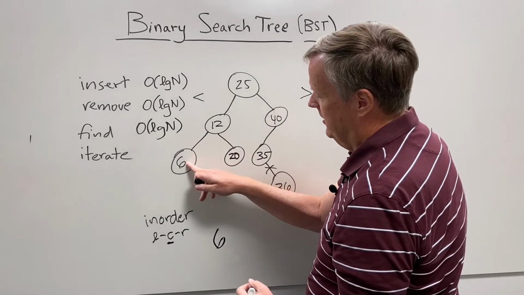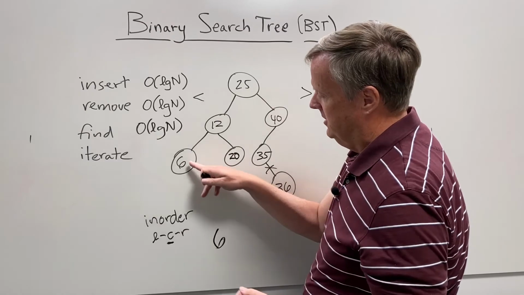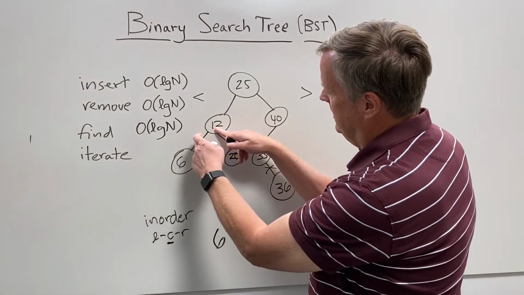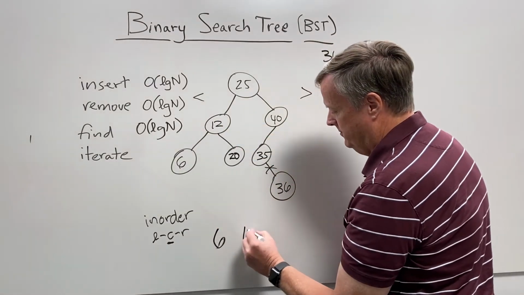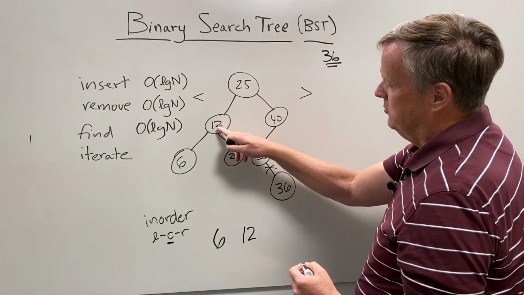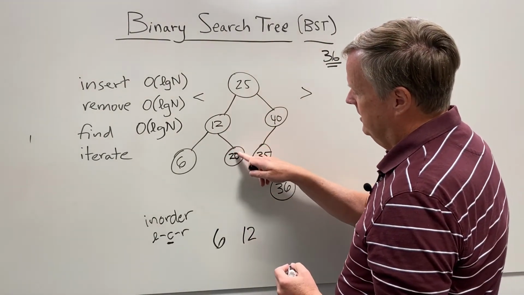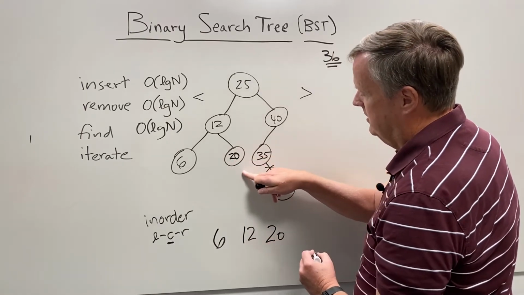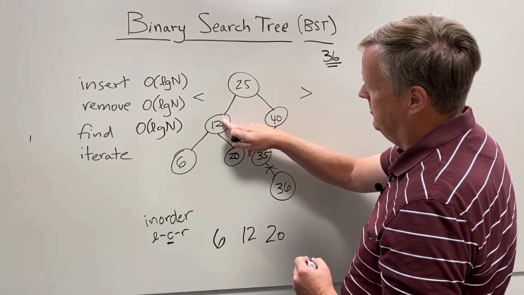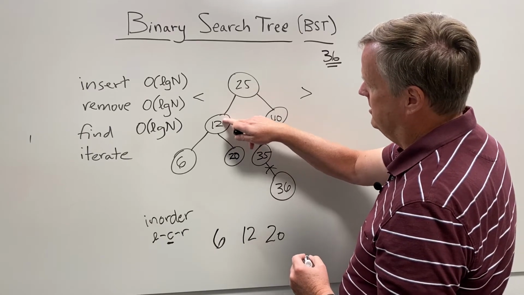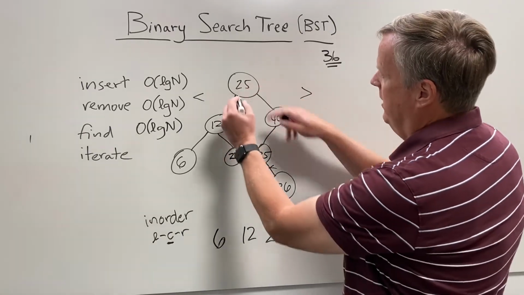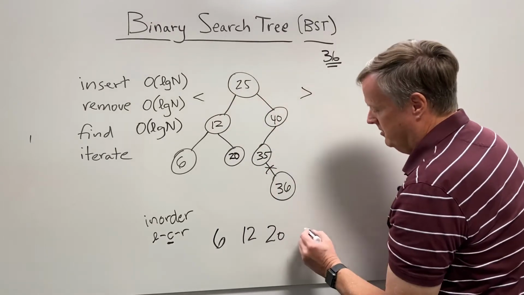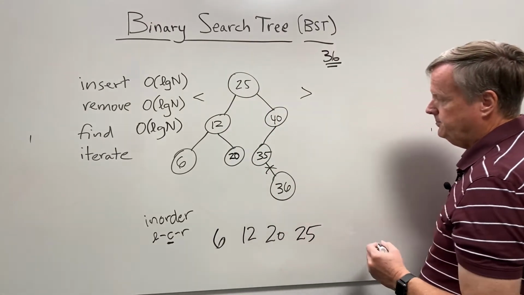Now I look to the right. There's no right, so I'm done. So I bounce back up. I've done the left. Now I do the center, which is the 12. Now I do the right. I go down the right. I do left, nothing. Center, 20. Right, nothing. And now I'm here. I bounce back up. I'm done with this node, so I come back up to this one. I did the left. Now I do the center, so I do 25.